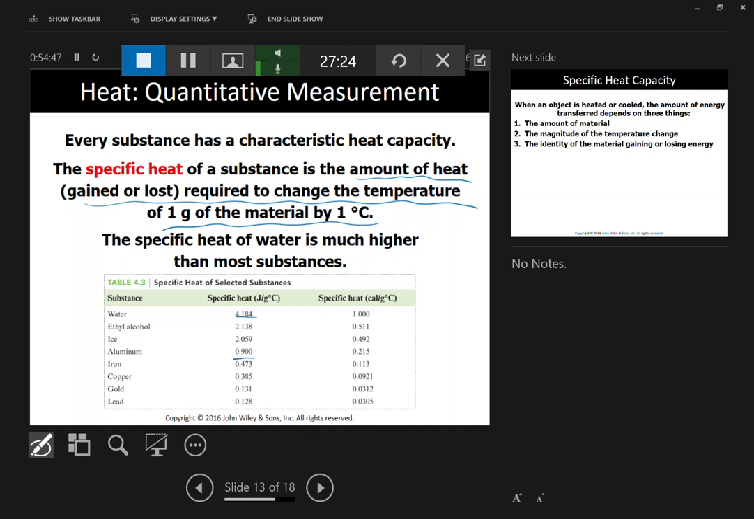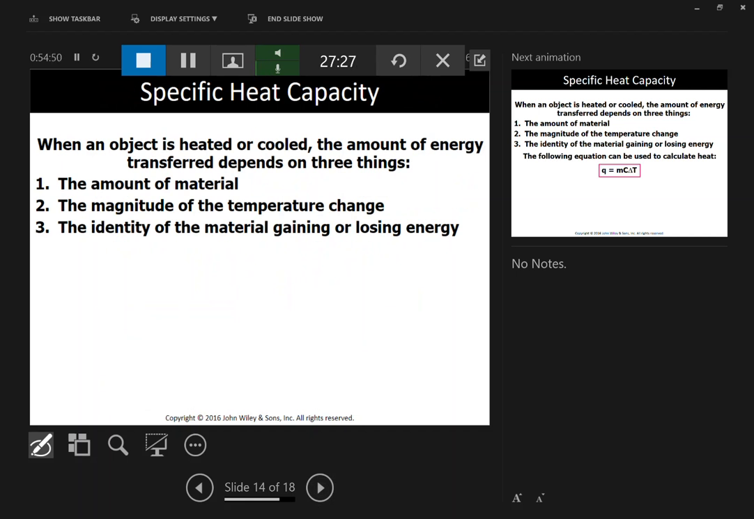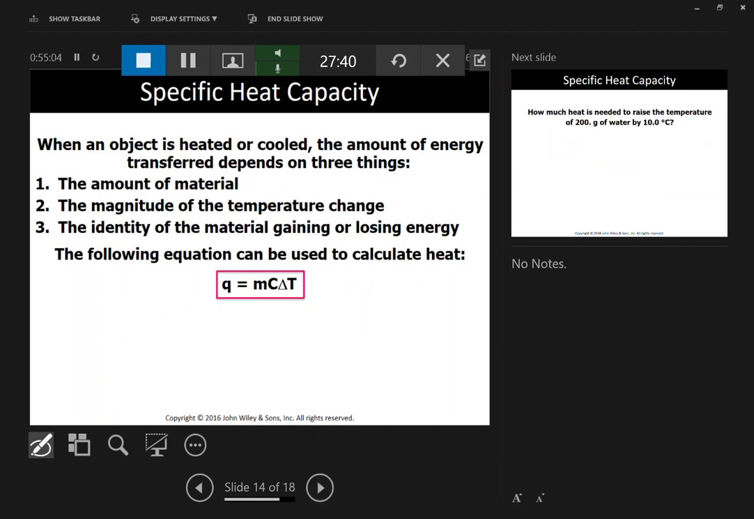Now, knowing the specific heat or specific heat capacity, let's look at a formula where we can find the quantity or magnitude of heat. So the heat depends on a couple of factors. First of all, Q is heat. So heat depends on the amount of substance.